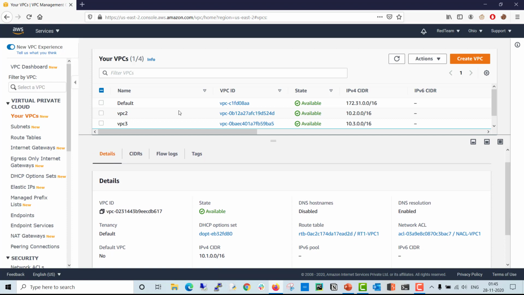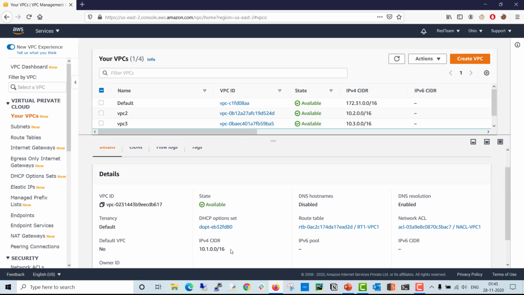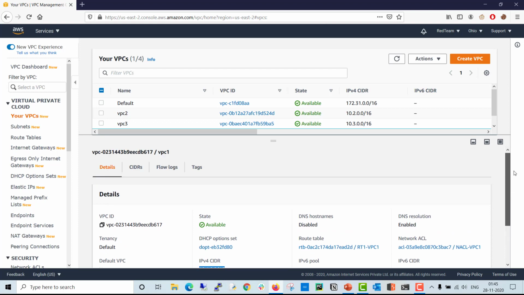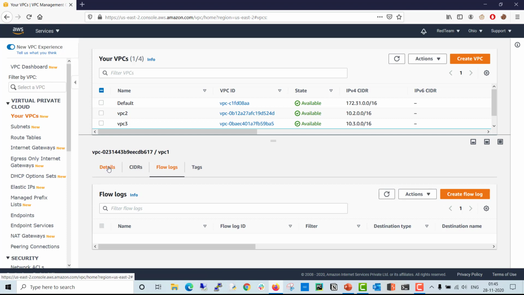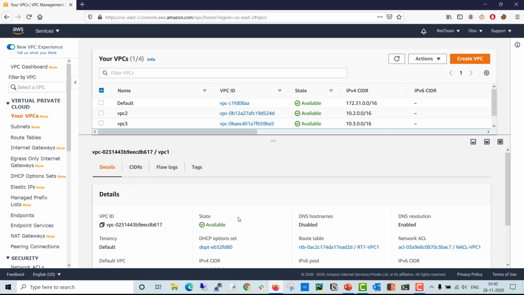routing table attached to this VPC. The routing table is RT1 VPC1 attached to this VPC, then the network ACL attached to this VPC, and this is the CIDR of this VPC, 10.1.0.0/16. This is the CIDR I already mentioned. Flow logs, how we can access them, that's a different thing. So this is how you understand a VPC.